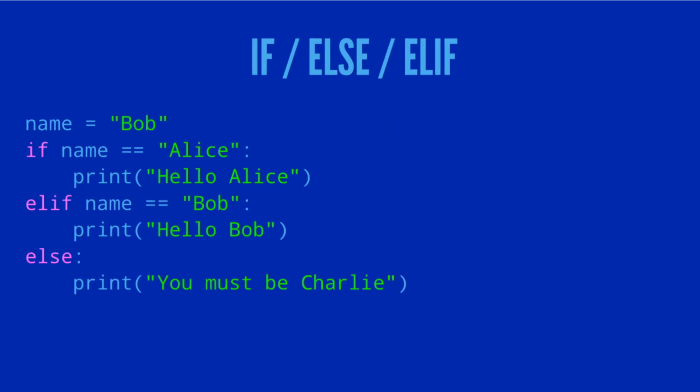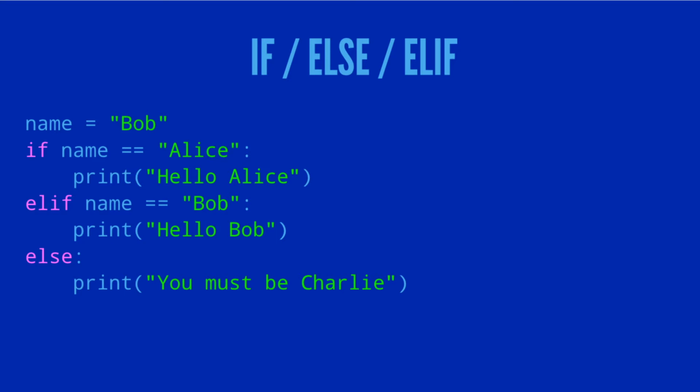Then we had our if, elif, else. So we had our elif, and this is where if we want to check multiple different conditions, we have elifs in between our ifs and elses. So we have name equals Bob, and then we have a few conditions that we're checking. If the name equals Alice, we'll print hello Alice. Elif, so next condition, name equals Bob, then we're going to print hello Bob. Else we'd print you must be Charlie.